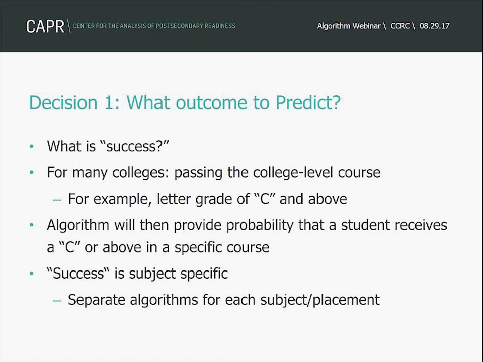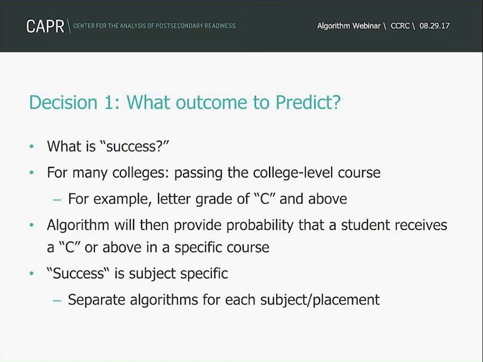And colleges might make different decisions here. So for many colleges, this was passing a college level course, for example, getting a letter grade of C and above. What's important is that we define success as binary, so a 1 or a 0. So either you get a C or above or you don't. And that's how we're defining success in this instance. And what the algorithm will then do is it'll spit out a probability that the student receives a C or above in a specific course.